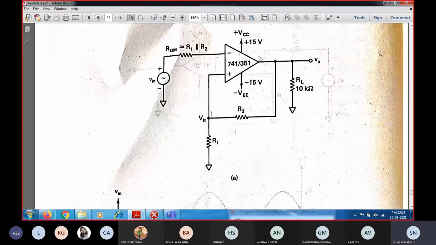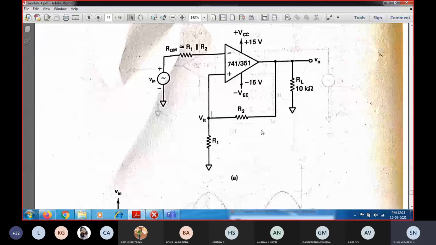Positive saturation means plus or minus 15 volts, say plus 14 volts, which is developed across the R1 and R2 resistors. If you consider R1 as 10 kilo ohm and R2 as 10 kilo ohm, the output voltage gets divided across the resistors R1 and R2.